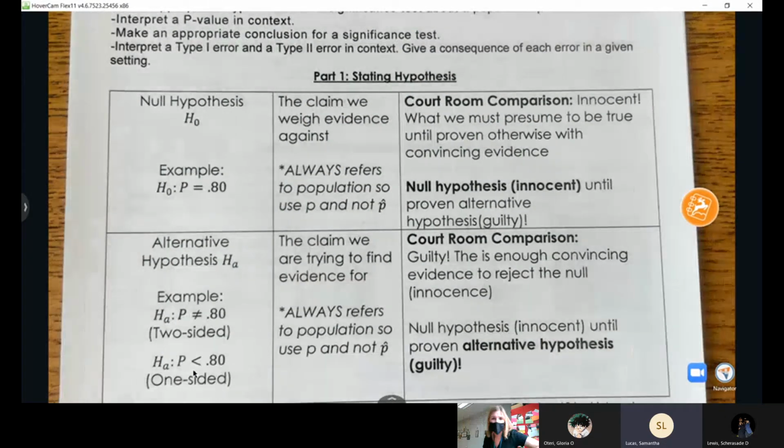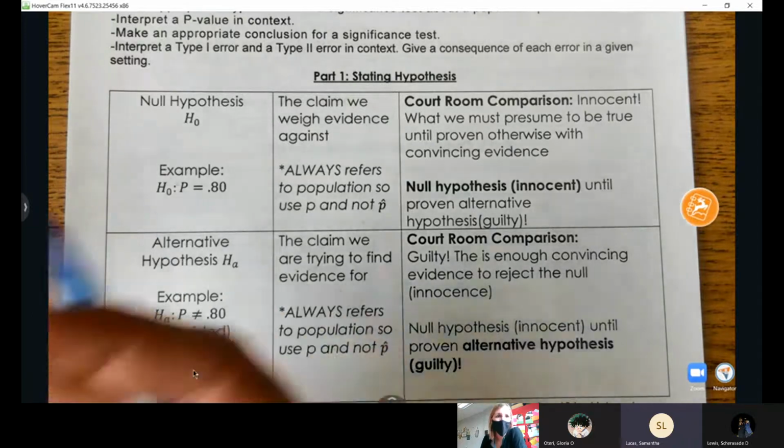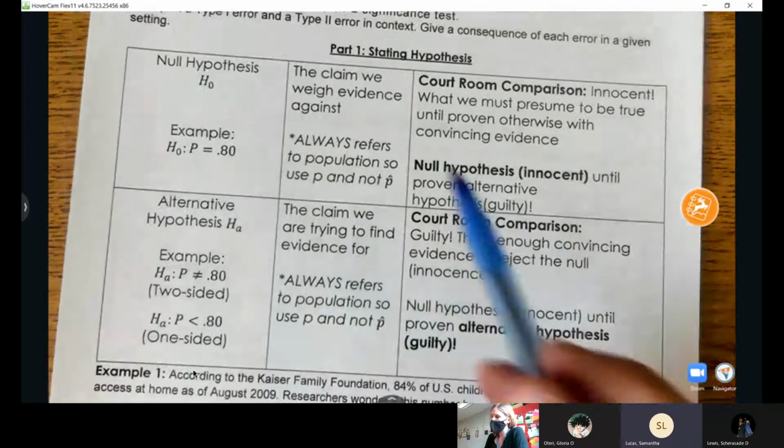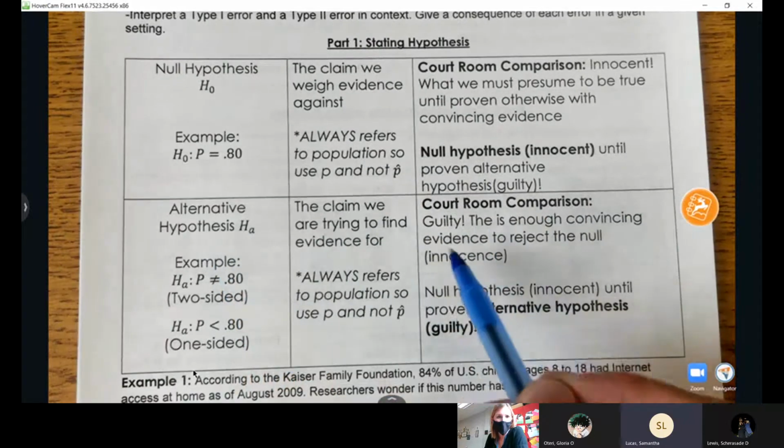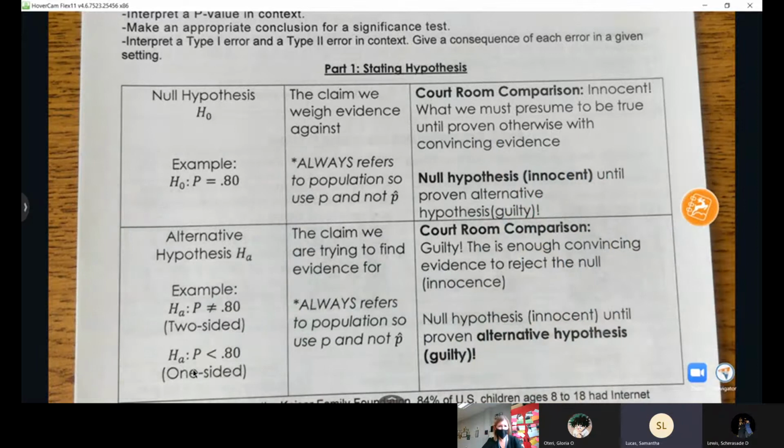All right, so we started this at the very beginning of the year, stating the hypotheses, the null and the alternative. Null is the claim that we weigh evidence against. So if they give us a claim in the problem, that's our null. We're going to assume that's true, and we're going to try and prove that an alternative is true. So here's our courtroom comparison. The null is innocent until proven guilty. So we're going to assume the null is true until we prove the alternative. The alternative is what we're trying to prove with our significance test, right?